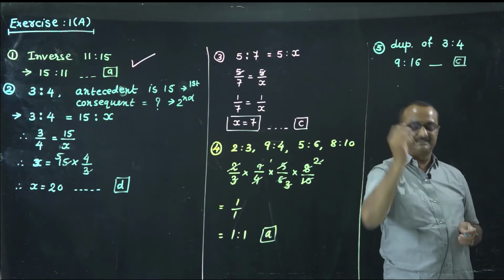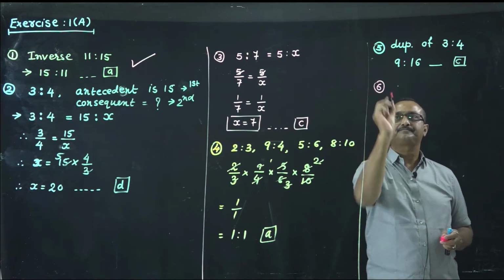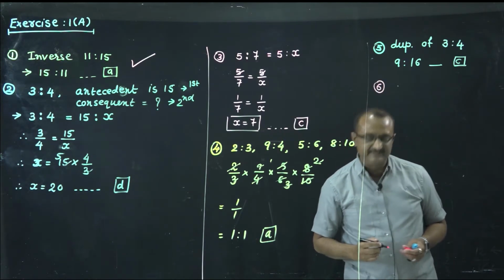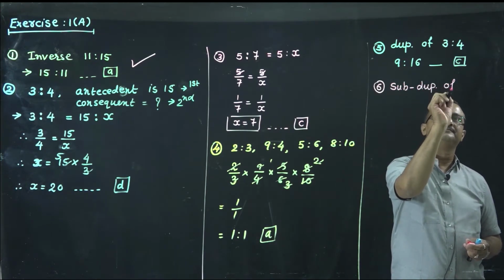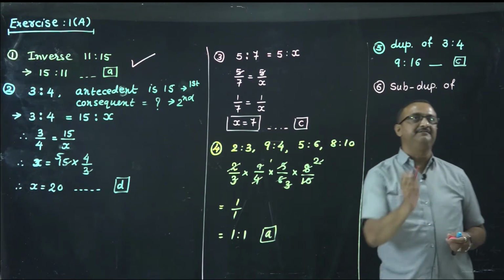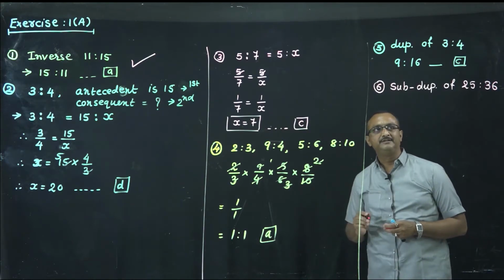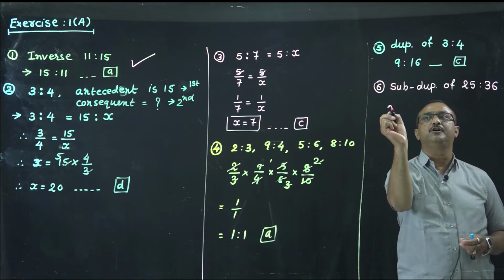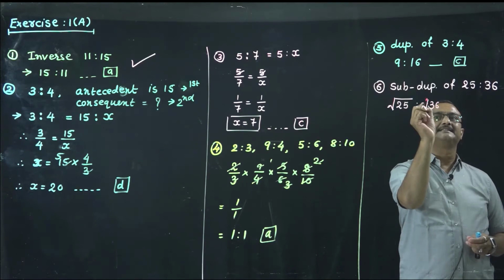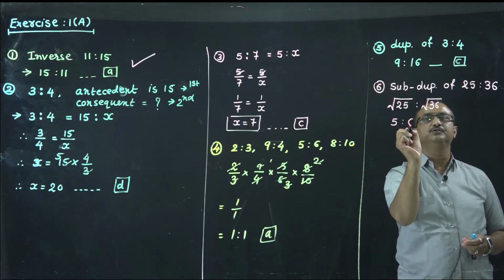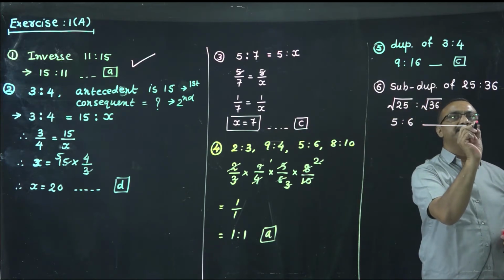Question number 6 is given by the subduplicate ratio of 25 is to 36. What is the subduplicate ratio? It is nothing but only the square root of both the terms. Square root of 25 is to square root of 36 and it is equal to 5:6. So our correct answer is option D. D is the correct answer.